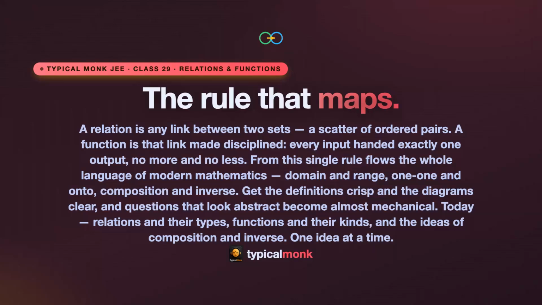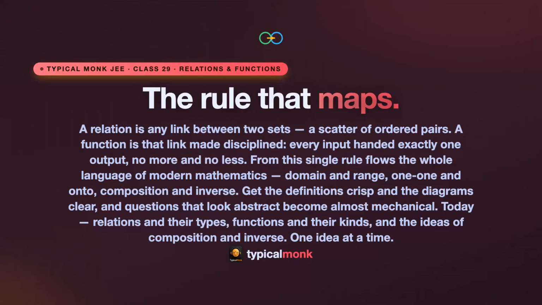This is class 29. Relations and functions. A relation is any link between two sets. A scatter of ordered pairs. A function is that link made disciplined. Every input handed exactly one output, no more and no less. From this single rule flows the whole language of modern mathematics. Domain and range, 1-1 and onto, composition and inverse. Get the definitions crisp and the diagrams clear, and questions that look abstract become almost mechanical.